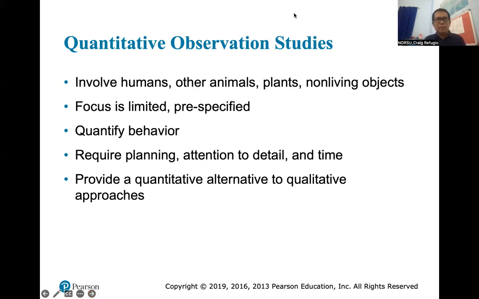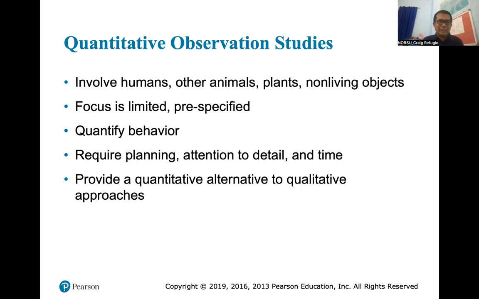We have to be very careful when we involve humans and even other animals because we have some ethical considerations, not only in quantitative observation, but in all other types of research designs that involve human beings or other forms of animals. We have human rights. Animals have also rights. So we have to respect the rights of animals and of human beings. So in a research process, we consider ethical standards, which we will talk about later, on how to deal with ethical standards in conducting different research designs.